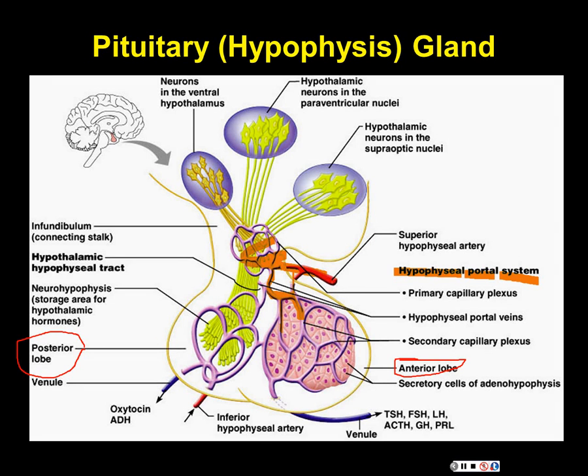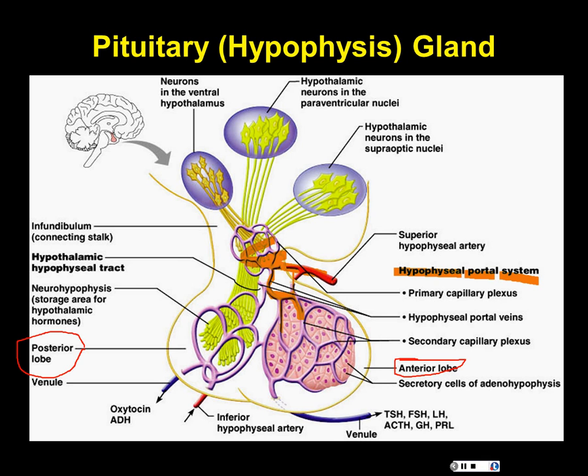Hypothalamo, coming from the hypothalamus. Hypothalamo-hypophyseal, so it's between the hypothalamus and the hypophysis, which is our pituitary. Good job. This is called the hypothalamo-hypophyseal portal system. Really specific terminology to illustrate. There's a special blood circuit that takes blood from the hypothalamus to the pituitary.